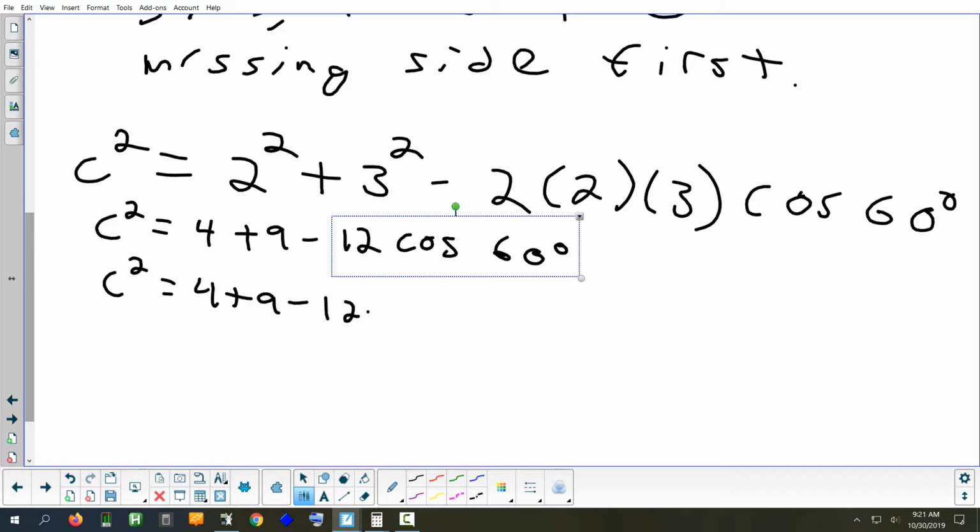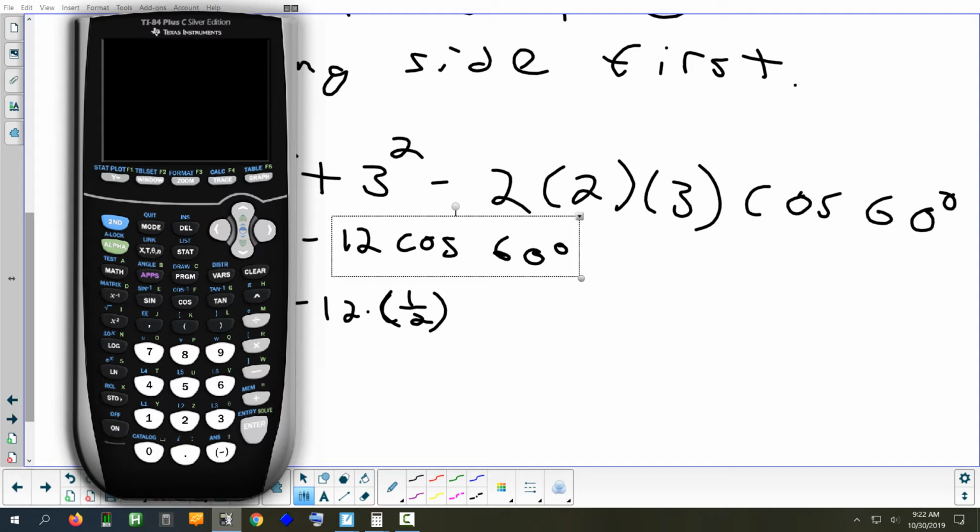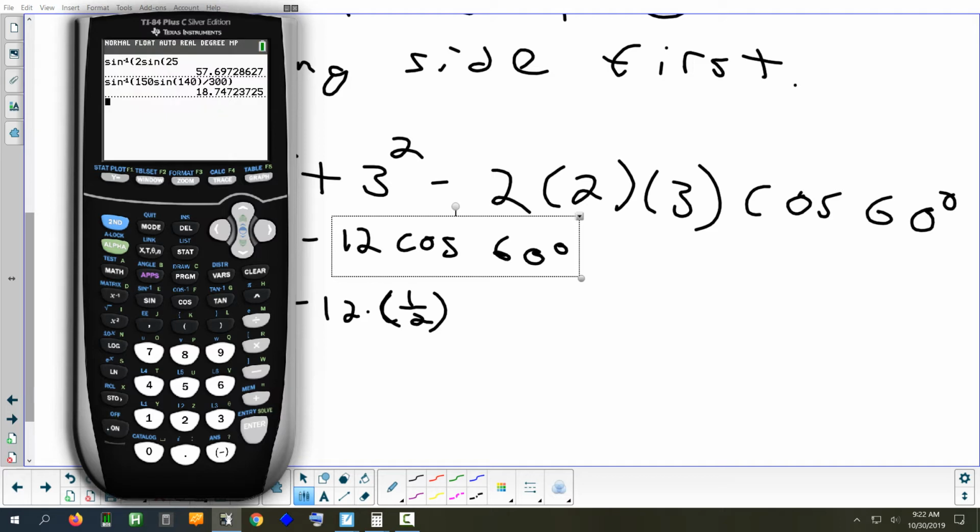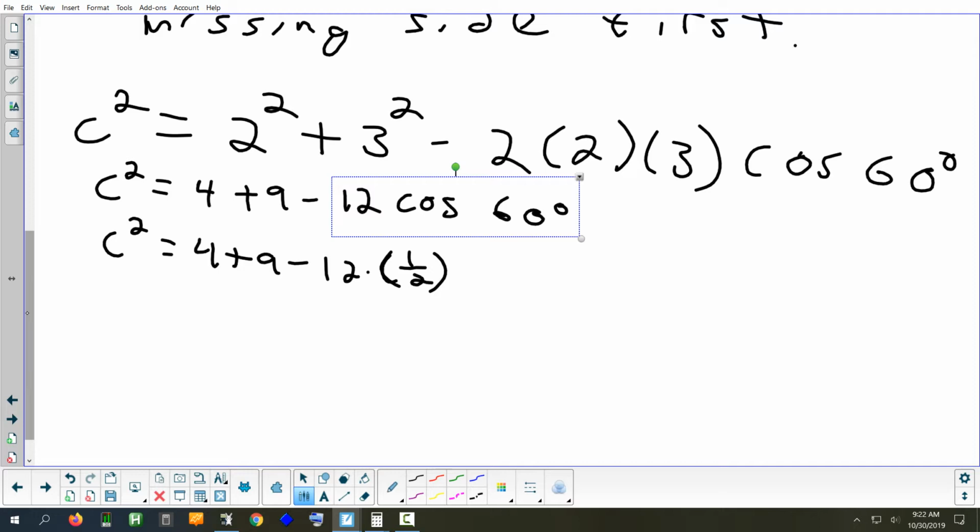Minus 12 times... actually, to do the multiplication, I need to figure out what the cosine of 60 is. If you type that in on your calculator, you will get 1/2. If you want to check it, I just know that one because it's a nice answer, because 60 is a multiple of 30. That's why I know that one. Now I can do the multiplication because I know the cosine of 60 is 1/2.